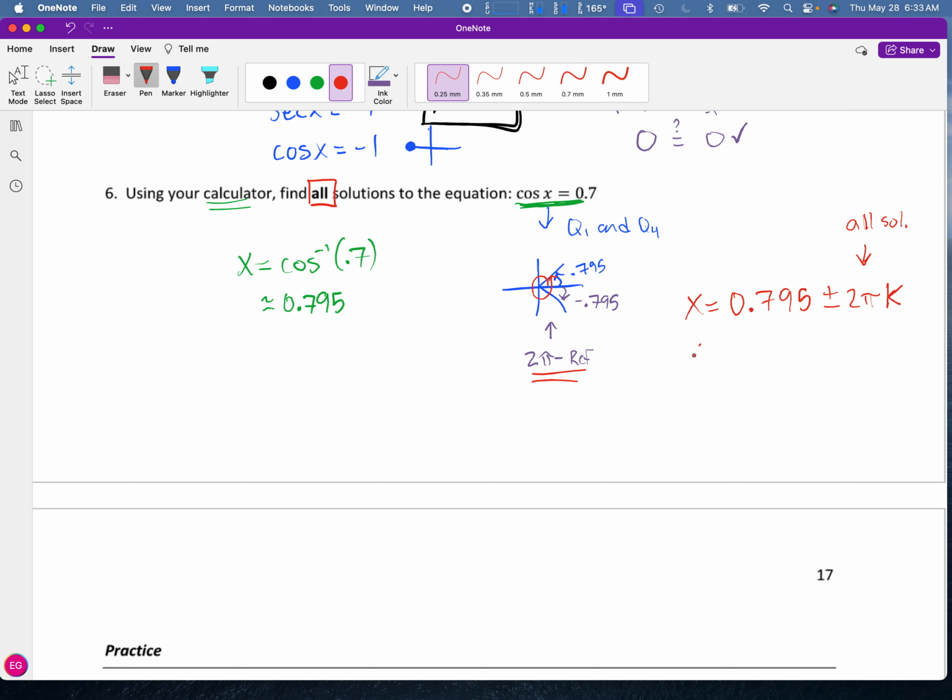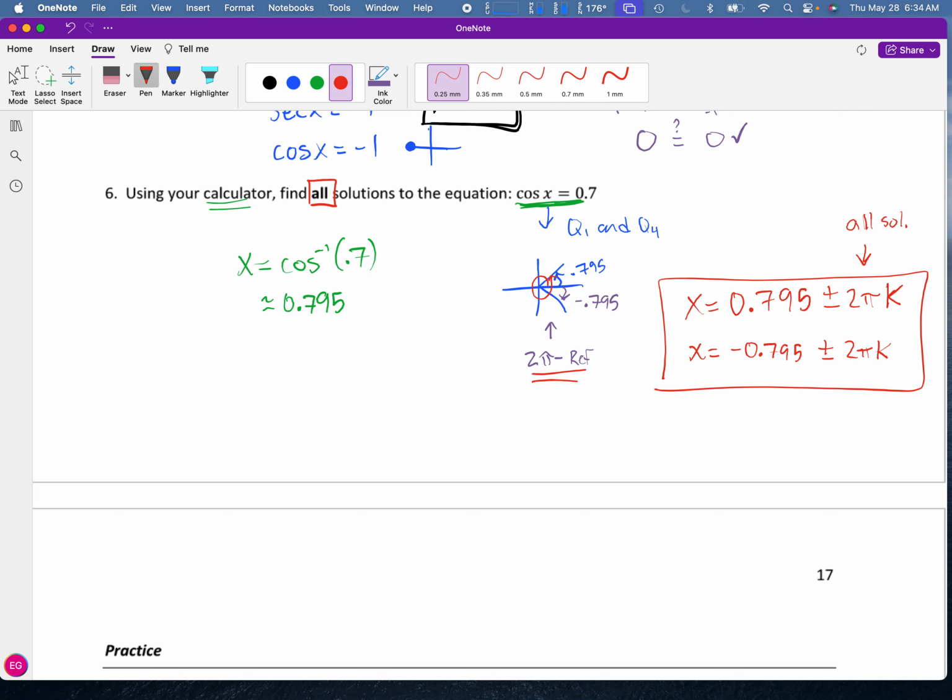And then I need to repeat it for the negative angle, because that negative 0.795 wouldn't be captured by adding 2 pi over and over. So I need to include both sets of angles and do both of them with a 2 pi k. And so this is going to be my final answer here. So essentially what you do is you find your answer like normal, okay? So just figure out what the answers are, just like we did in questions 3, 4, and 5.